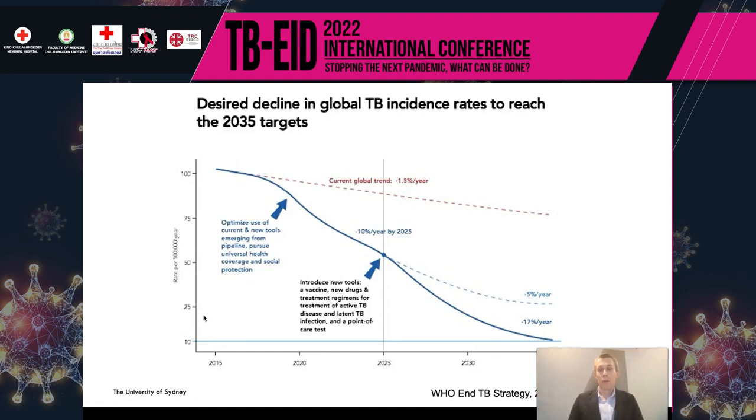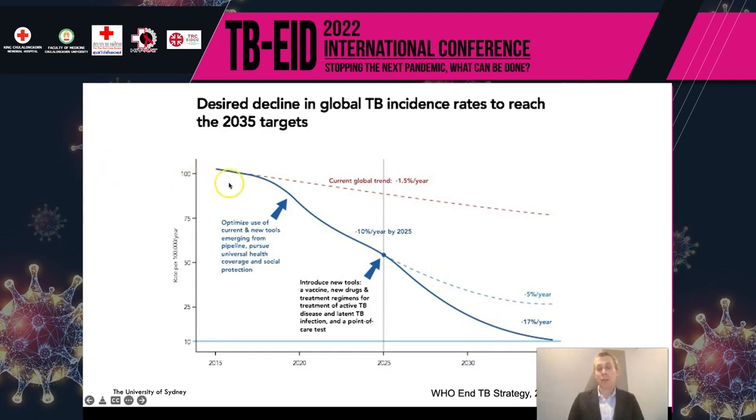You would all be familiar with the End TB strategy of the World Health Organization, which aims to reach TB elimination by the middle of the century, with a reduction by 2035 shown here. Now, one of the challenges that was faced even before COVID-19 was the very slow reduction with business as usual, just a 1.5% reduction per year. The COVID pandemic has put this back even further.